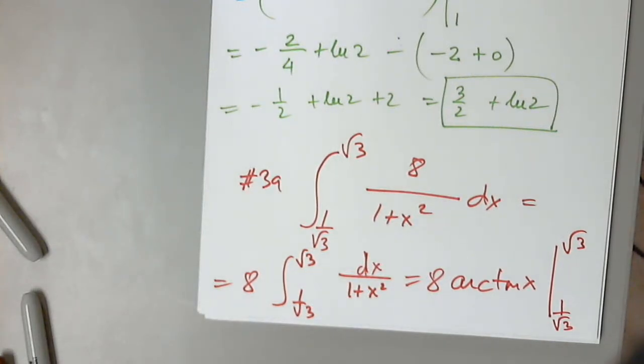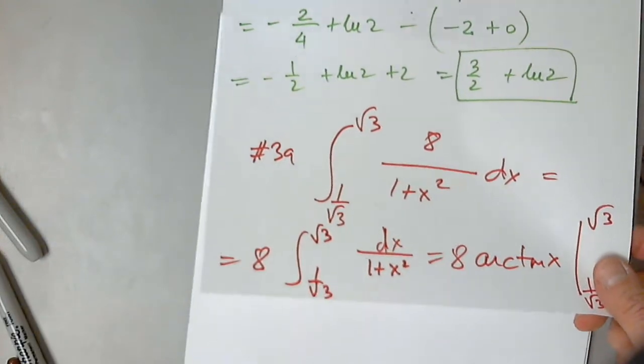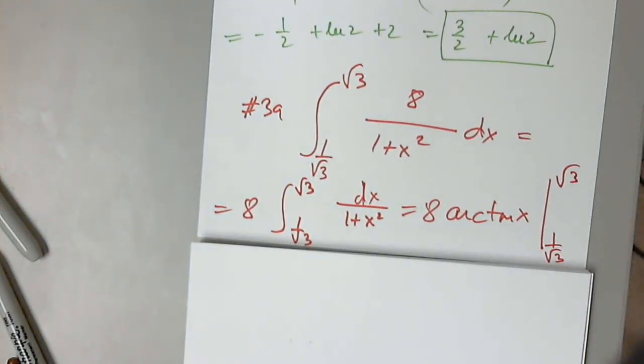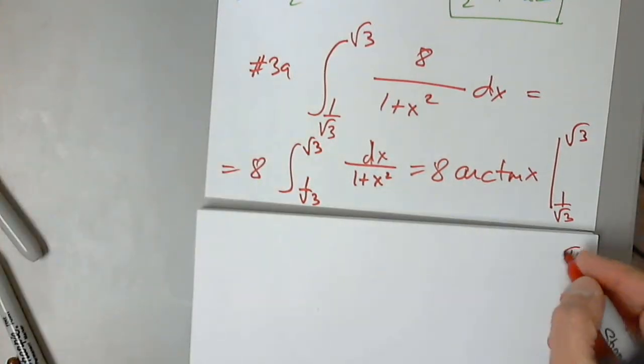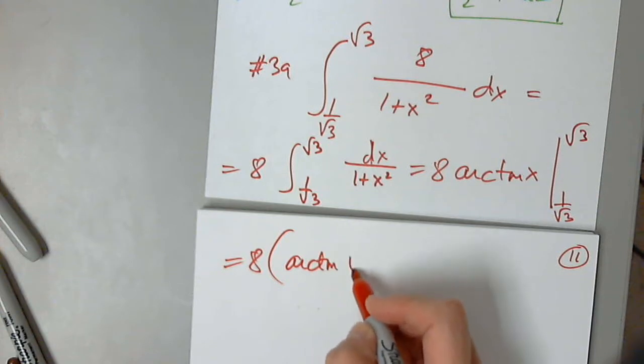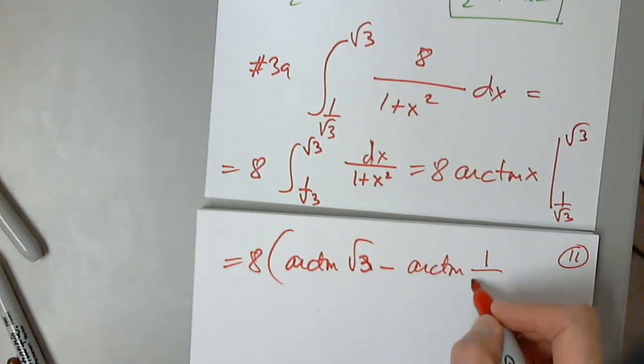Is this function continuous? Where will this function be undefined? The answer is nowhere. This function is always defined. 1 plus x squared will never be 0, no matter what. So yes, the function is continuous, so we can perform the last step. 8 arctangent the square root of 3 minus arctangent 1 over the square root of 3.